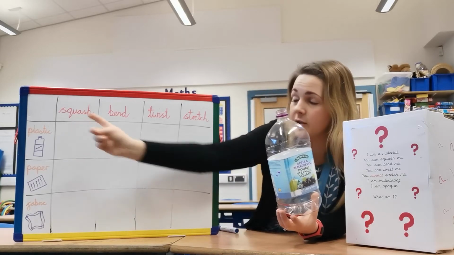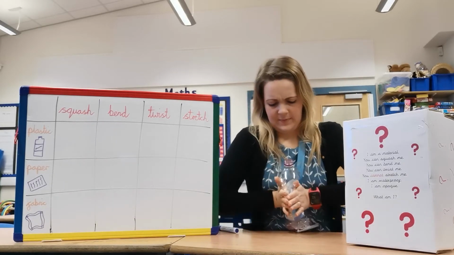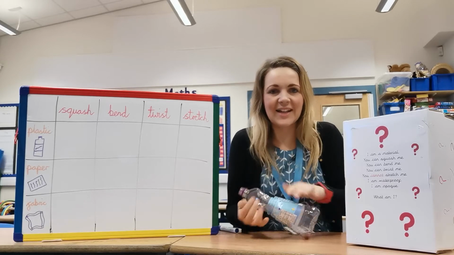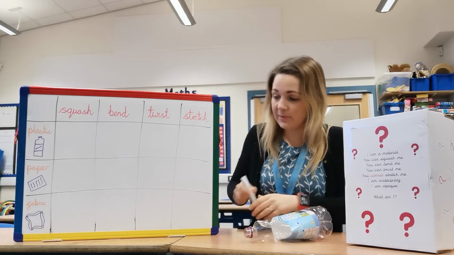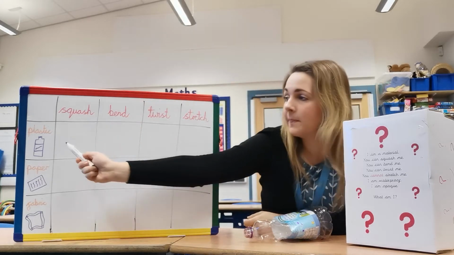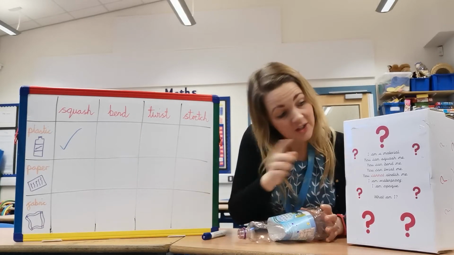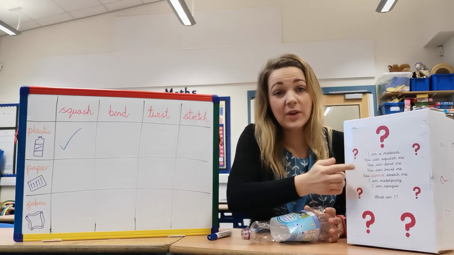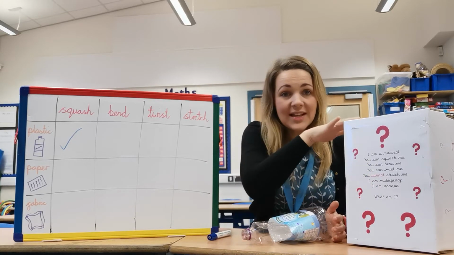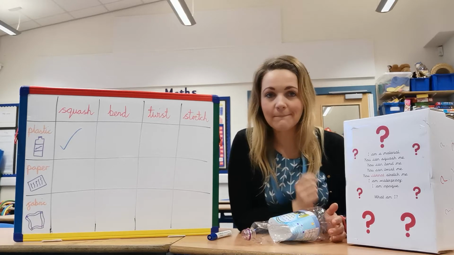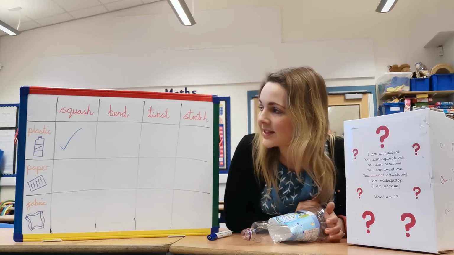So the first one says squash. Can I squash it? Yes, I can squash it into a flat shape. So then, I give it a tick. I can do that. So that's good. That's what the riddle said. You can squash it. So is there a plastic bottle in there? Don't know. Let's carry on.